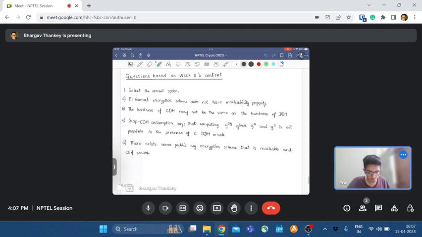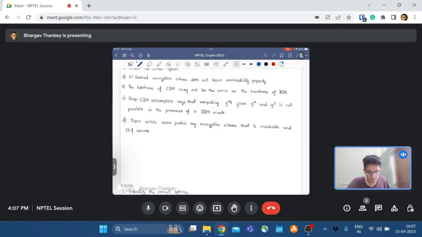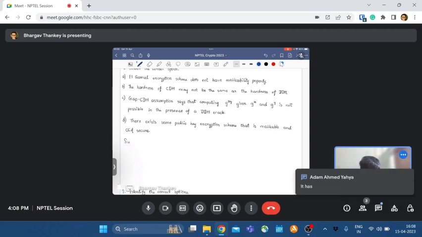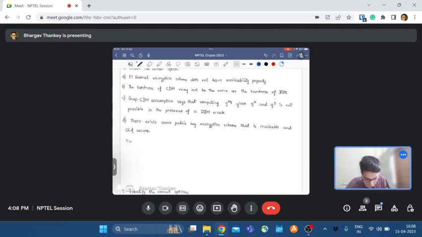Okay, so let's go over all the options. The first option is that the ElGamal encryption scheme does not have a malleability property. Well, this is false because it has malleability properties. Let's see why.